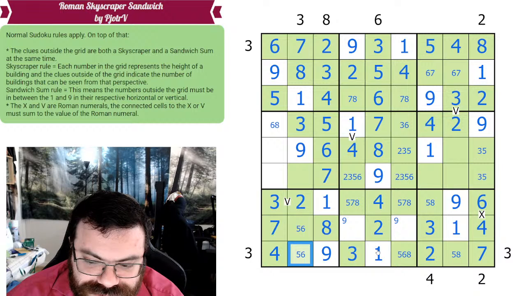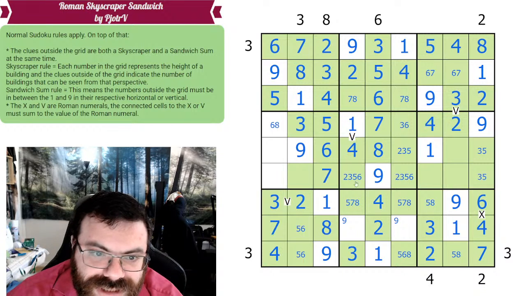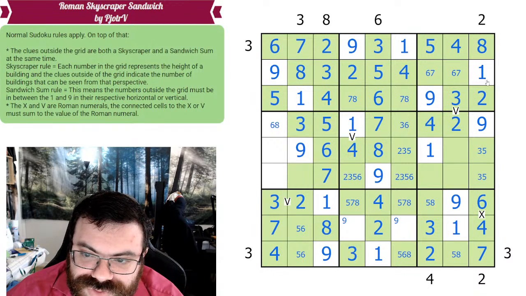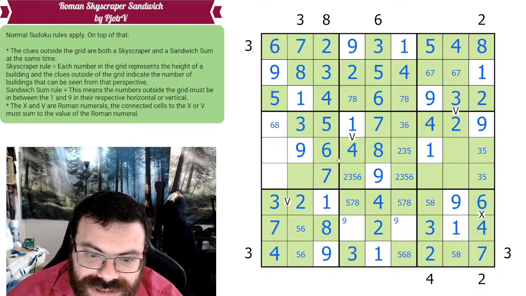Okay, sandwich and skyscraper works in both directions, no matter what I do now. The 2 works in both directions, and the sandwich. The 6 works. 8's done. This 3 is done and it works. This 3 is done and it works.